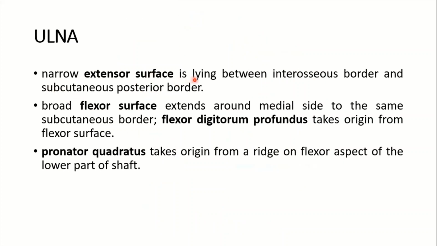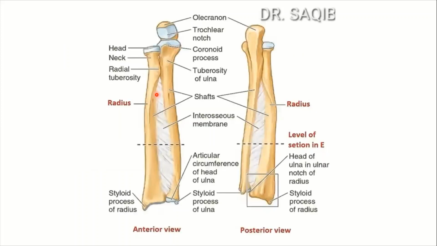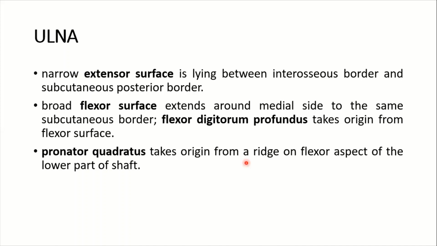The narrow extensor surface of the shaft lies between the interosseous border and the subcutaneous posterior border. Here you could see, this is the posterior aspect, and this is showing the extensor surface. The broad flexor surface extends around the medial side to the same subcutaneous border.